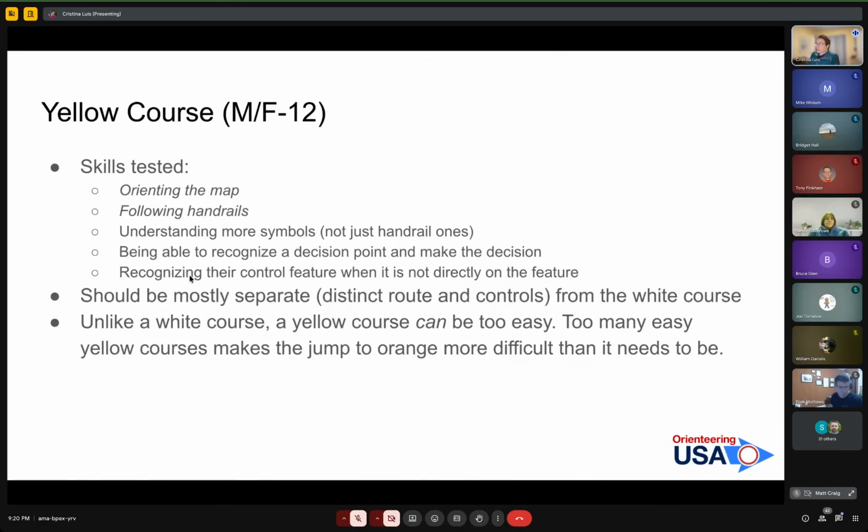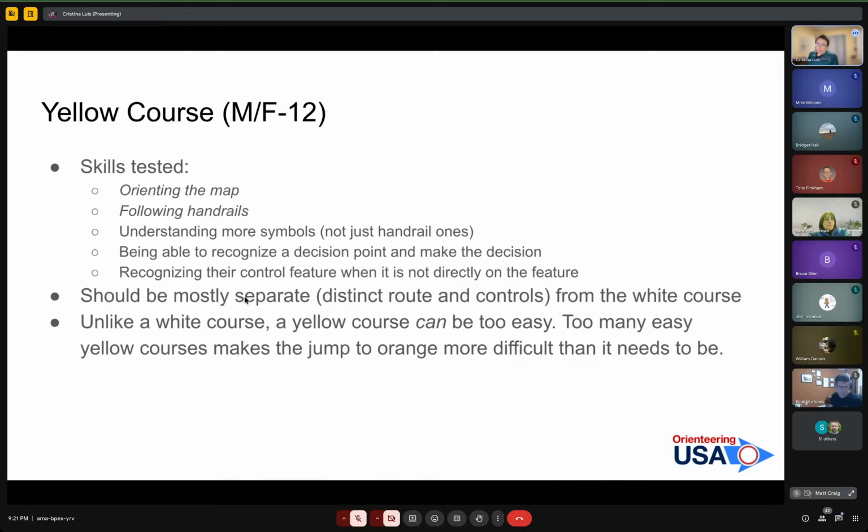And also, their controls might be a little bit off the trail, might be 15 meters off the trail. It might be on a little hilltop or next to, I don't know, a distinct tree or a boulder that's a little bit of a ways. They're not going to run right into it. They have to know to look over to the right. It should still be visible from the trail, but it's going to be off the trail.